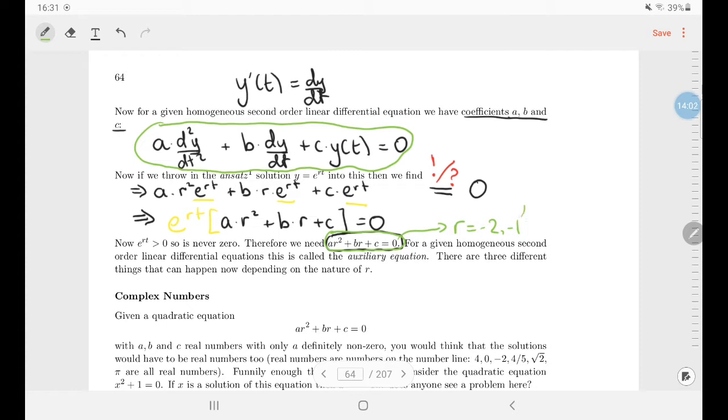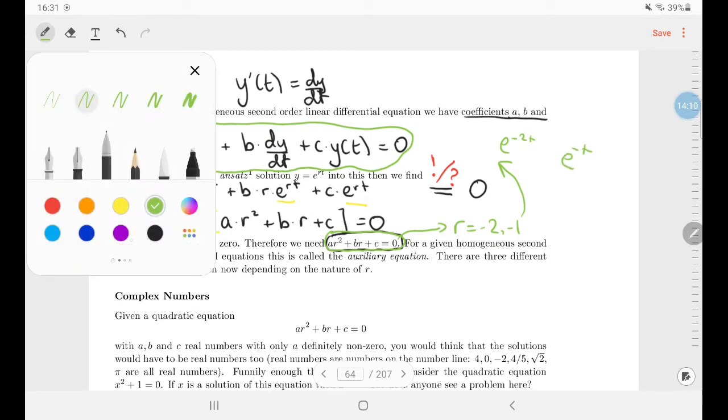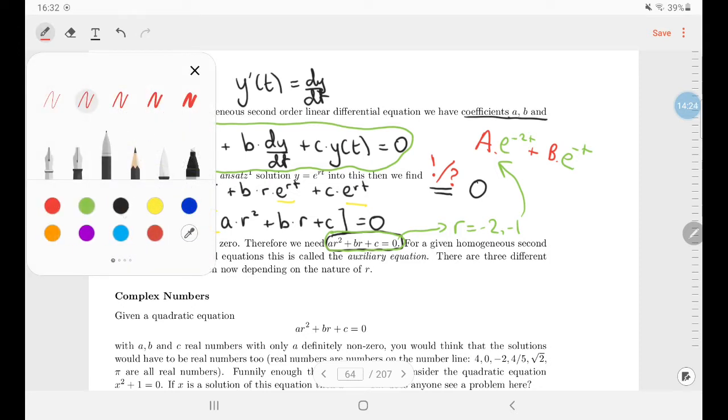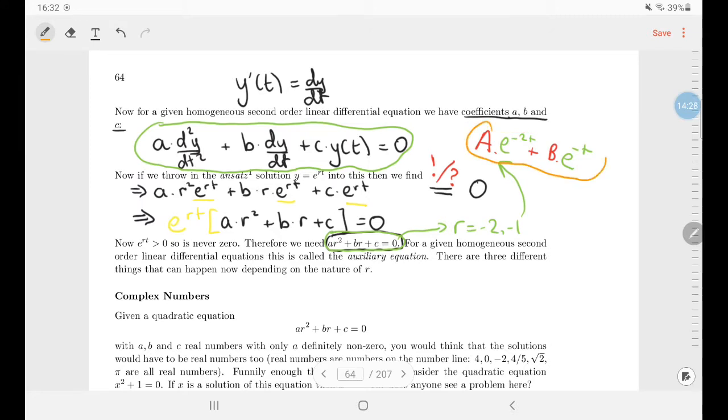So you would end up, let's write down our solutions. We know e to the -2t is a solution. We know e to the -t is a solution. And then I told you the theory that says that you can multiply these by constants. Now we won't call the constants C1 and C2, we'll call them A and B. And the theory also says you can add them together, and that gives you all of the solutions of the differential equation. Now it's heavier maths than I think you've ever seen.